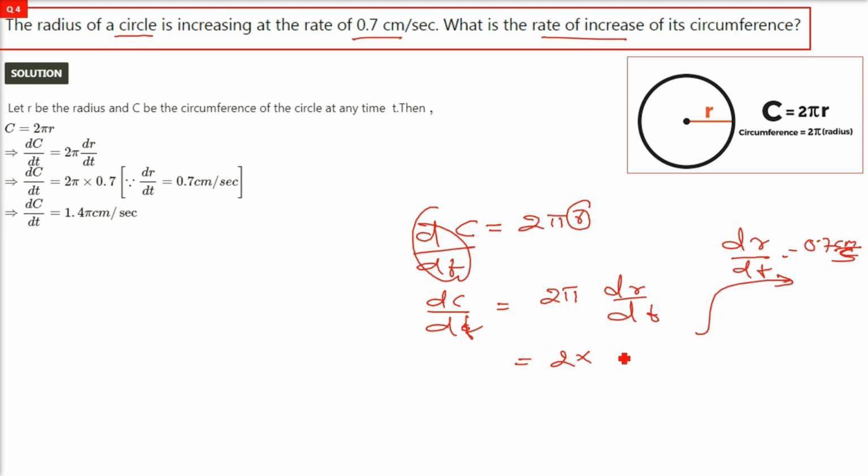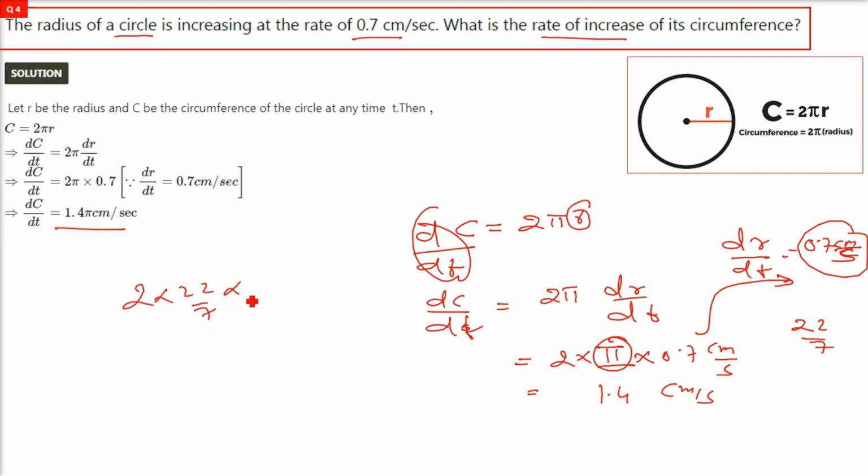You can just write it as 1.4 pi centimeter per second, but pi you can write as 22 by 7 also. When you write 22 by 7, because this 0.7 is specially given in order to cancel the thing so that the result will come handy or easier. So you can write 22 by 7, or you can even finish up your solution with 1.4 pi. It's up to you. So 2 into 22 by 7 into 7 by 10. 0.7 is 7 by 10. 7 gets cancelled. This is 44 by 10, which is 4.4. 4.4 centimeter per second is also the answer.